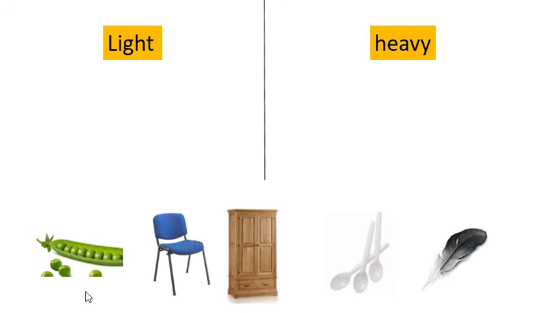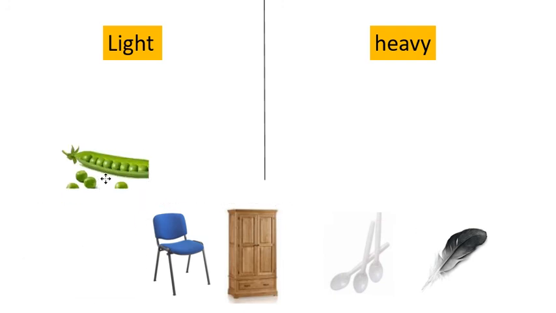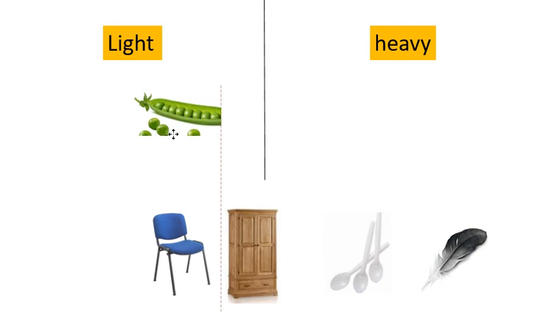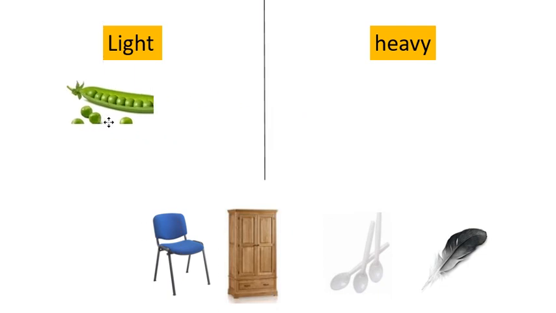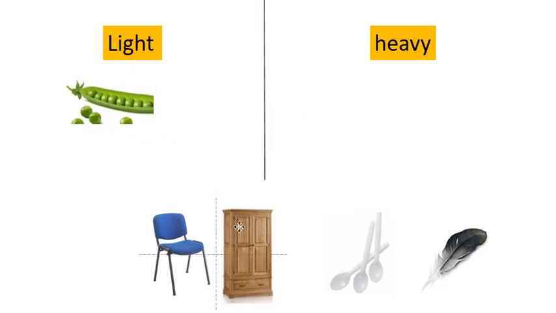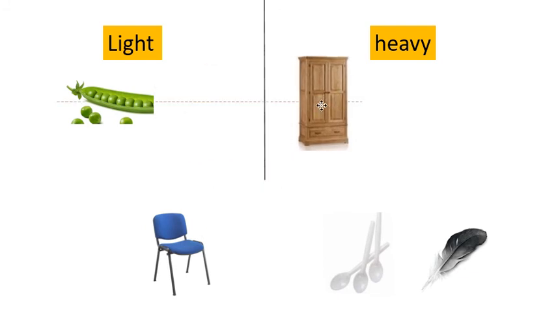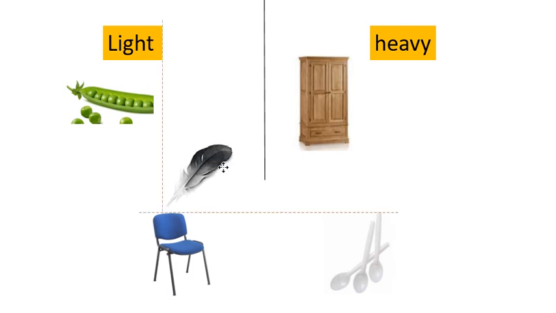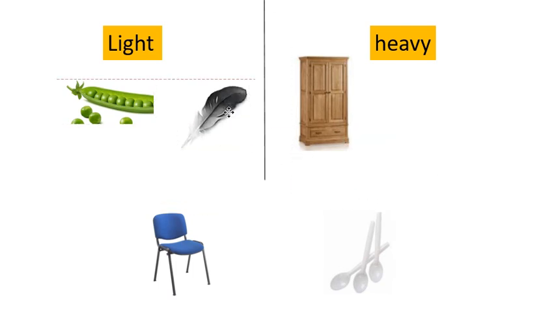Now that you've had a go, let's see if we can organise them. Right, we've got some peas here. So are peas light or heavy? They're very light. Hardly feel their weight. You've got a wardrobe here that you put all your clothes in. Is it light or heavy? It's actually heavy, very heavy, very difficult to move. We have a feather here. Light or heavy? Very light.